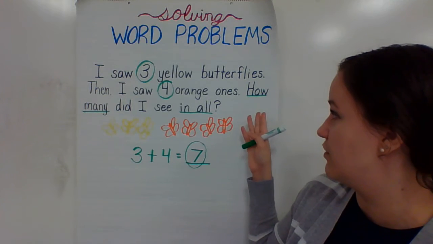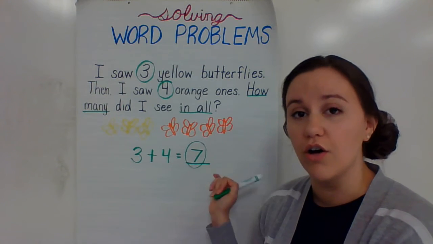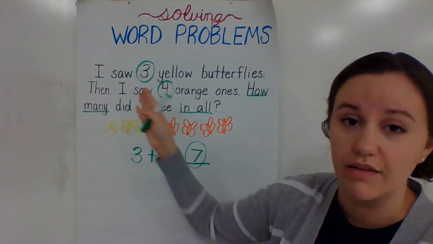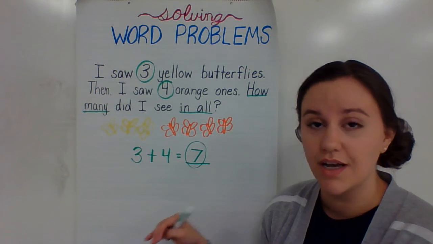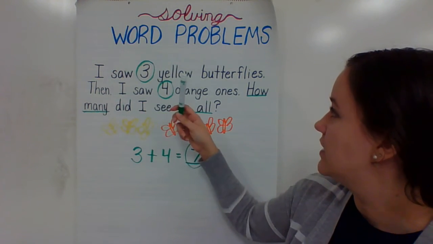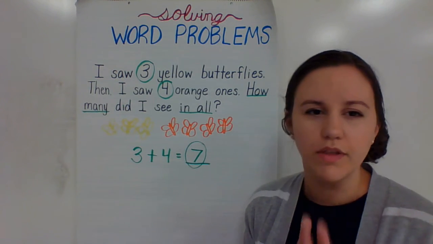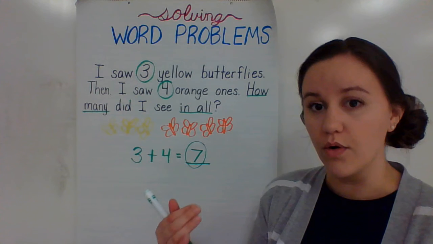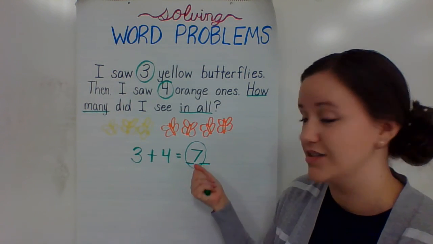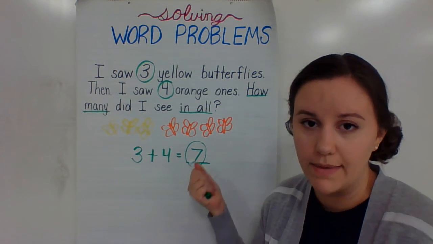Here the key information was that it's asking how many, and in all. In all is a phrase that's letting me know that I'm going to add. If I had the same problem but a different question, I might solve it a different way, because I'm looking for a different answer. So if I said I saw 3 yellow butterflies, then I saw 4 orange ones, what if the question was how many more orange did I see than yellow? Is my answer still going to be 7? Am I still going to use 3 plus 4 equals 7 if I want to know how many more orange?